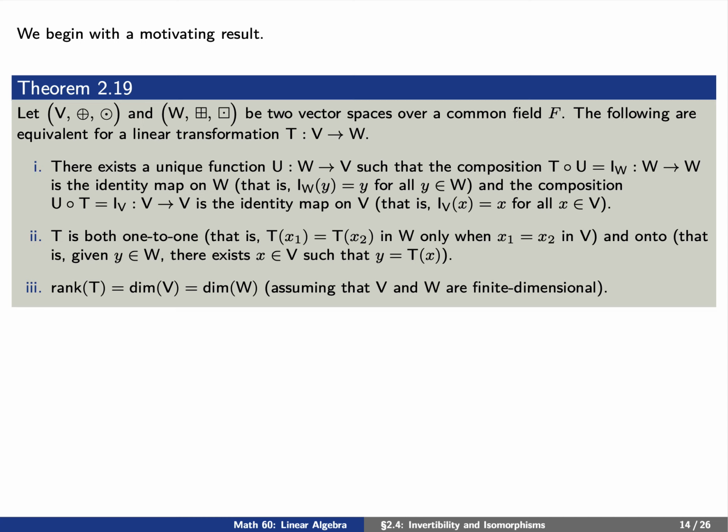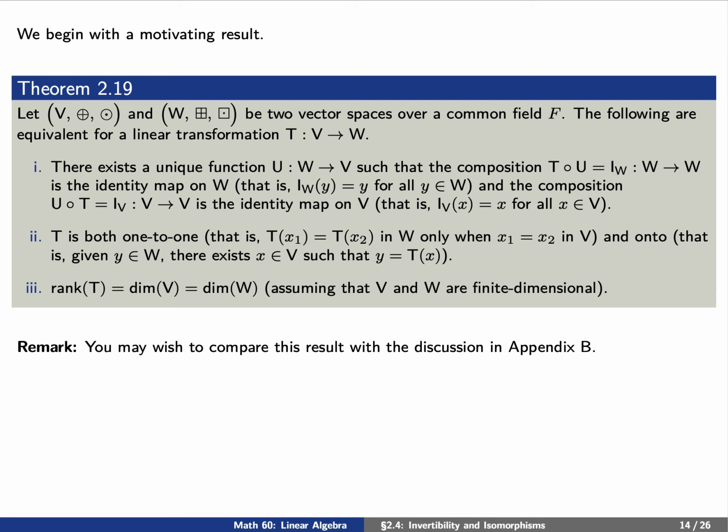Second, this map T is both one-to-one and onto. Third, the rank of T is equal to the dimension of V is equal to the dimension of W. Recall that the rank of T is the dimension of the range of T. For those following along in the textbook, you may wish to compare this result with the discussion in the appendix.